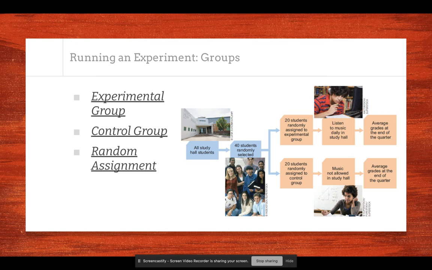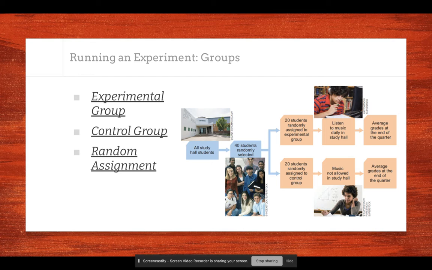So we're going to start by talking about the different groups that you need to run an experiment. In an experiment, you need two groups, the experimental group and the control group. The experimental group gets the treatment in regard to the independent variable. So that is, in the case of the example on the screen, the kids who listen to music in study hall, because that's something that they don't normally get to do in most study halls that actually treat them like real study halls. It's anything that happens to that group. So if you're testing a new medicine, it's the group that actually gets the medicine, for example.